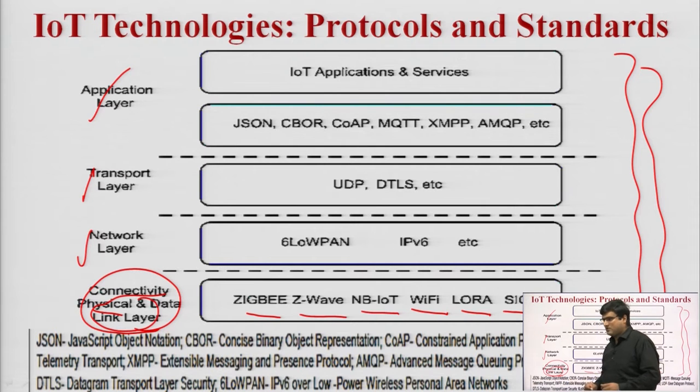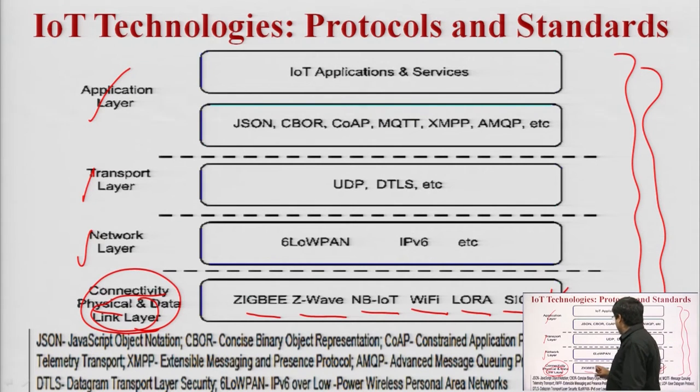Physical layer means that we are deploying physical devices like sensors and actuators in the field to get data from the environment. When the data is collected by the physical devices, it needs to be communicated to the remote location. And how can the communication be done? Communication can be done by using these devices.